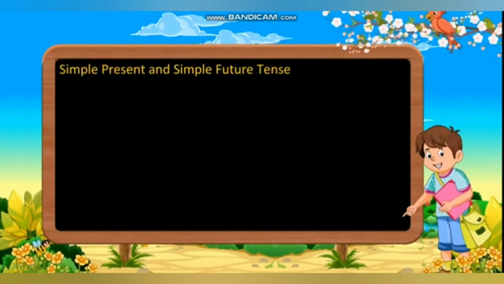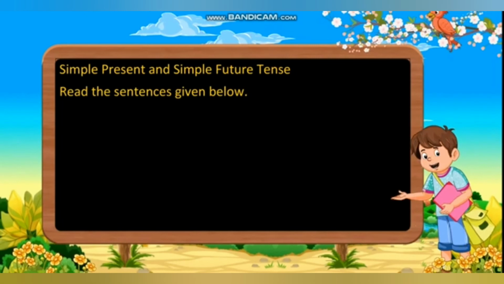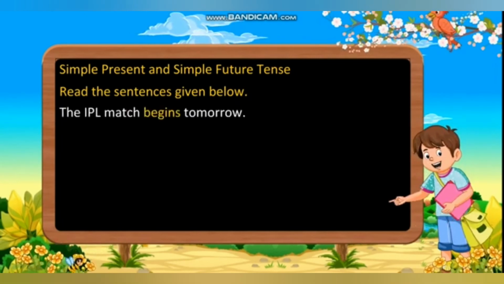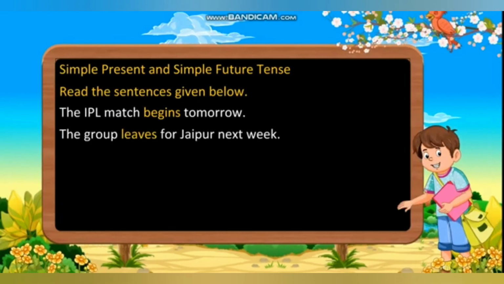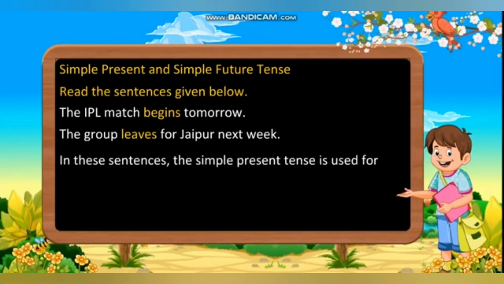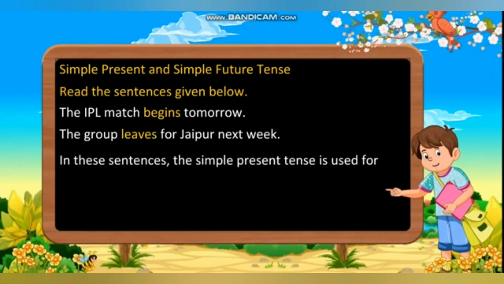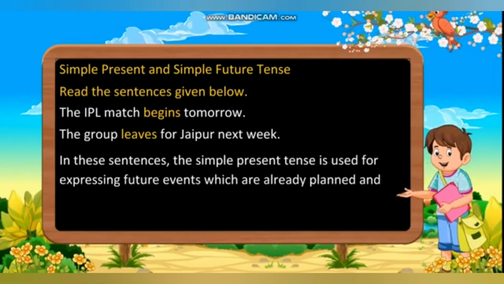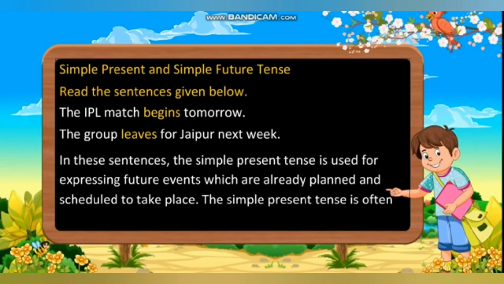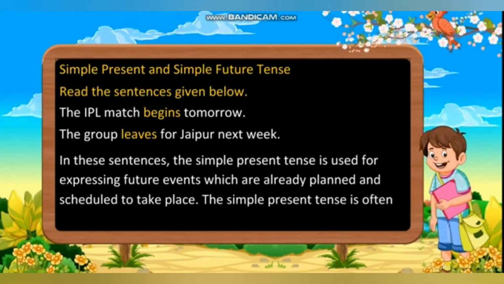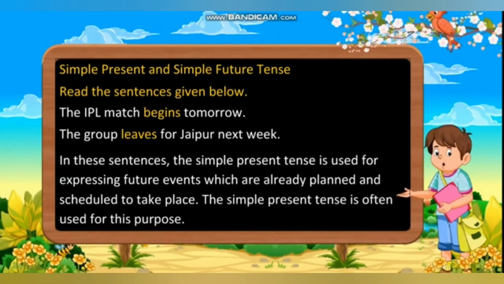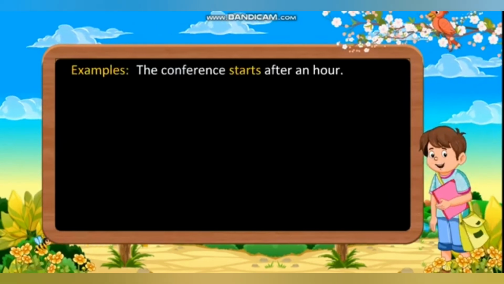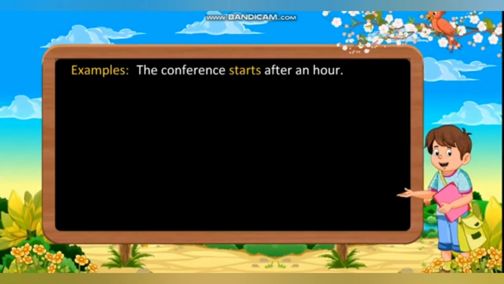Simple present and future tense. Read the sentences given below. The IPL match begins tomorrow. The group leaves for Jaipur next week. In these sentences, the simple present tense is used for expressing future events which are already planned and scheduled to take place. The simple present tense is often used for this purpose. Example, the conference starts after an hour.